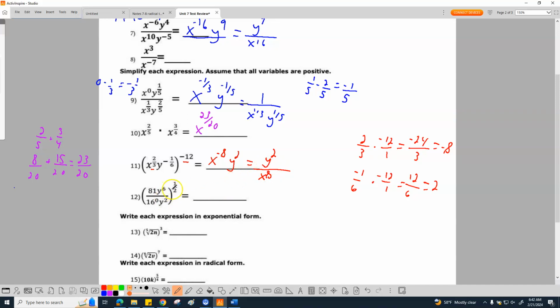I'm going to let you work number 12 yourself. Remember the rules. As far as numbers go, remember 16 to the 0 is 1. So make sure you pay attention to that on how to do this kind of stuff. That's it.